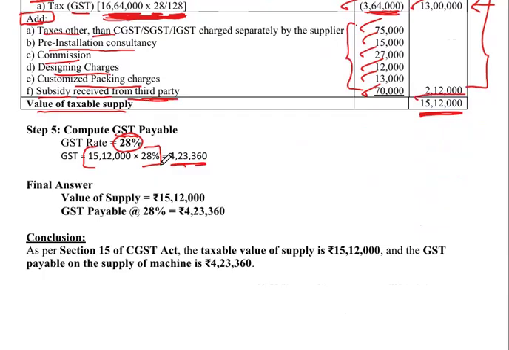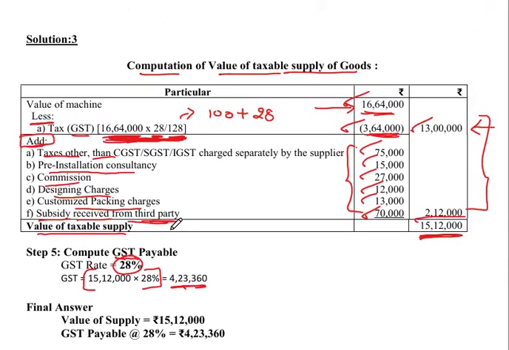GST payable is what we have calculated here, 4,23,360. Conclusion has been given. As per Section 15 of the CGST Act, the taxable supply is 15,12,000 and GST payable on the supply of machine is 4,23,360. You can write in your own words also. Okay, so this was the third question answer.